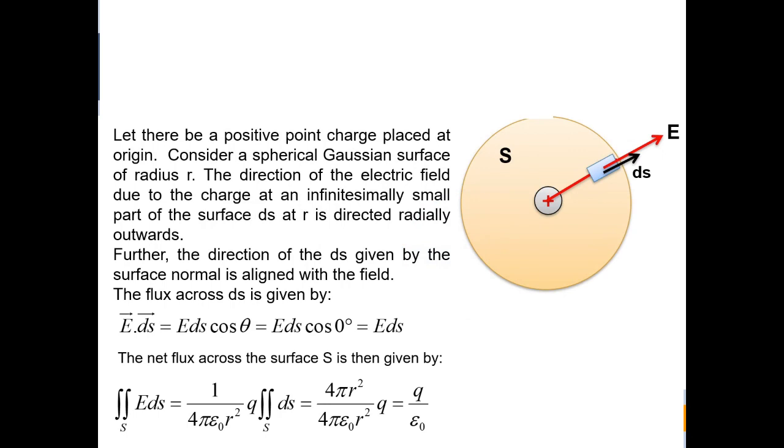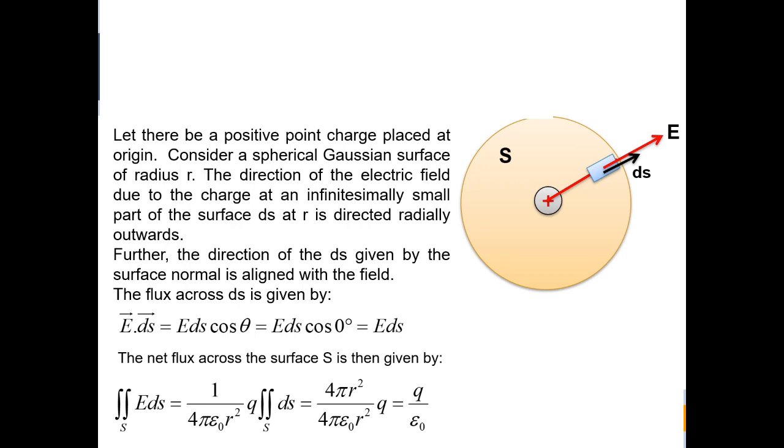So we'll find a simple way to prove Gauss law, and this could be done using a point charge. Let there be a point charge placed at the origin. So the position of this point charge would be, in Cartesian coordinates, 0, 0, 0.